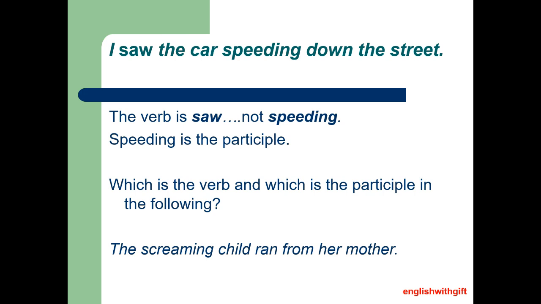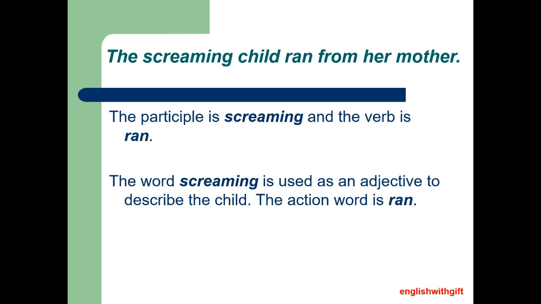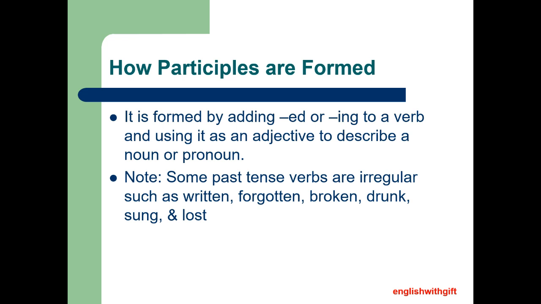Which is the verb and which is the participle in the following? The screaming child ran from her mother. Is it screaming or ran? The participle is screaming and the verb is ran. Do not forget that a participle is a verb functioning as an adjective. So screaming here is used as an adjective to describe the child, while ran is the action word.